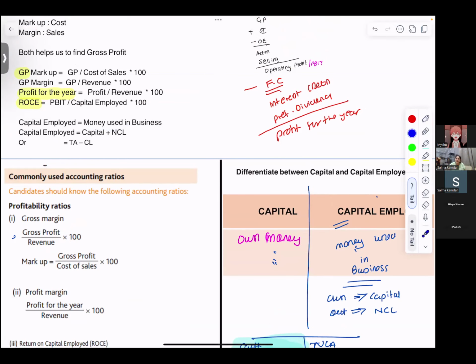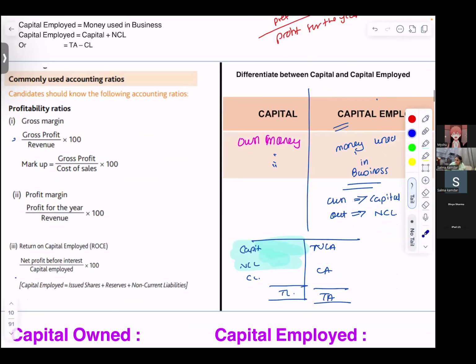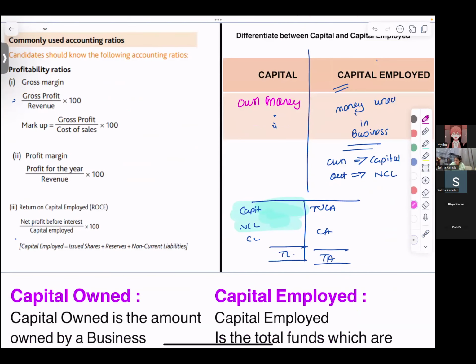There are three ways to calculate capital employed. Please note, if I make the balance sheet of the company, it would have a liability side and an asset side. The assets are made up of non-current assets plus current assets, which gives you total assets. The liability side is made up of capital plus non-current liability plus current liability, which gives you total liabilities. Capital employed is actually this blue part that I have highlighted: capital plus non-current liability. But if I want to find another formula for calculating this blue part, how would I do it?